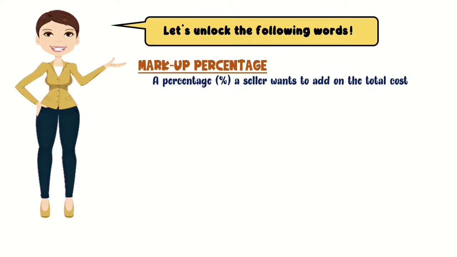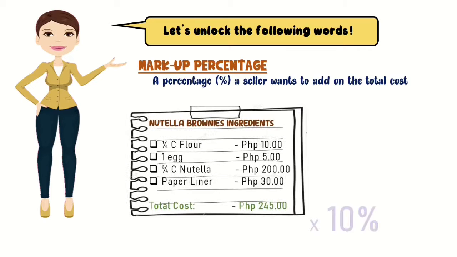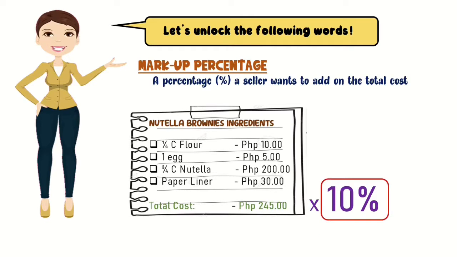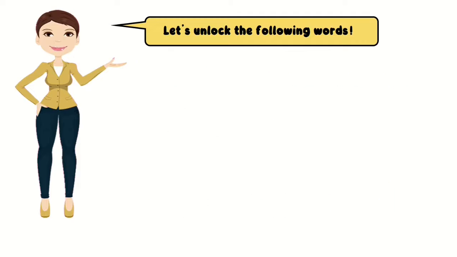Next word is markup percentage. It refers to a percentage a seller adds on the total cost. So what's the purpose of this? By adding markup percentage, the seller can make sure that she will earn profit at the end of the sale, meaning this markup percentage depends on the seller. It can be 10% or higher. If a seller wants to earn a higher profit, he can use a higher markup percentage. In this part, 10% is our markup percentage.